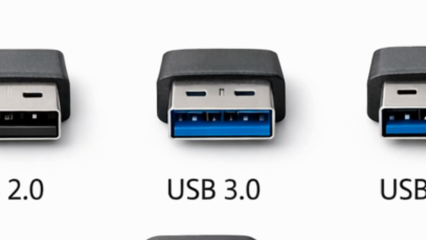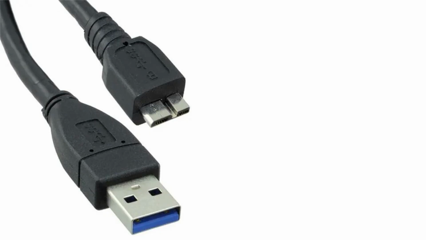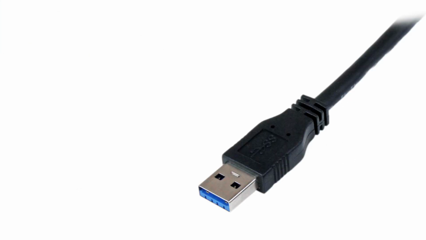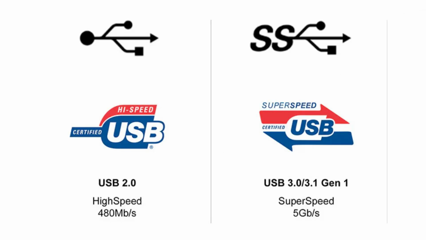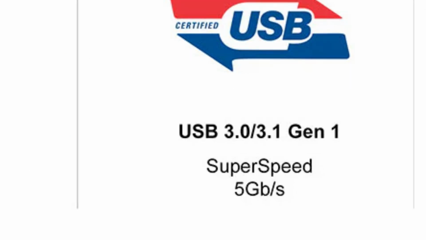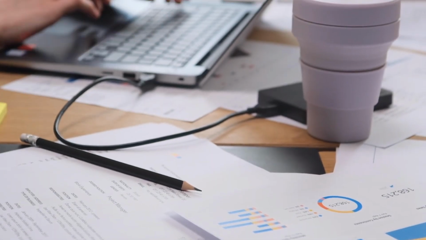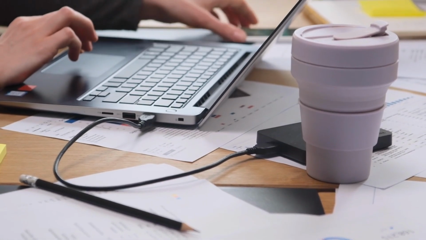USB 3.0. USB 3.0 represented a major leap in speed and capability when it launched in 2008. It increased maximum data transfer rates to around 5 gigabits per second, making it much better suited for external hard drives and large file transfers.